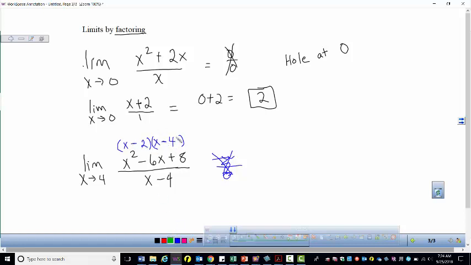Now that I did that, I can cancel the x minus 4, and I'm left with the limit as x approaches 4 of x minus 2. Now I can plug in the 4, so I get 4 minus 2. The limit is also 2. Again, that means there's a hole in the graph at 4, so the function does not exist, but the limit does.